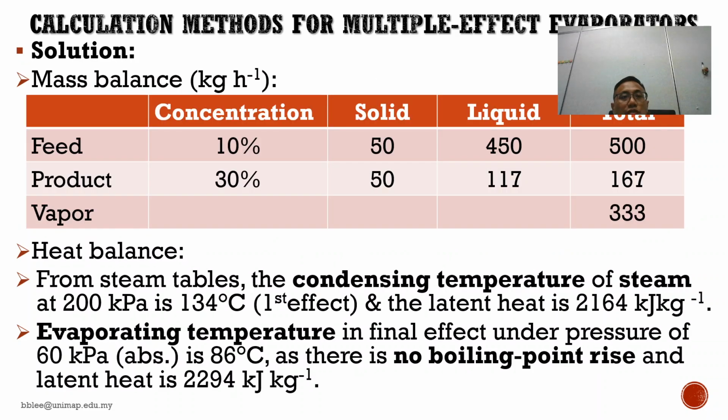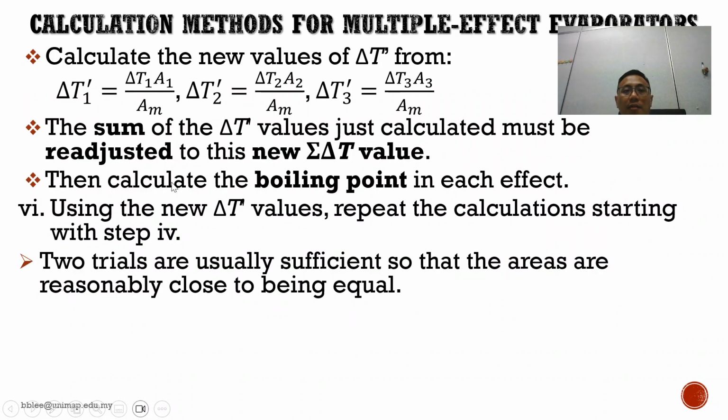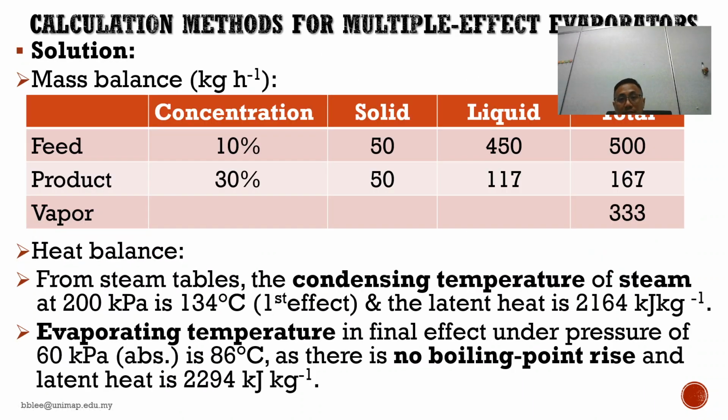So first of all, we solve the material balance. Okay, material balance first. We have feed 10%. Okay, you go back to the question. It gave you the feed is 10%. This is the desired final concentration. After it comes out of the evaporator, the product should have 30%.